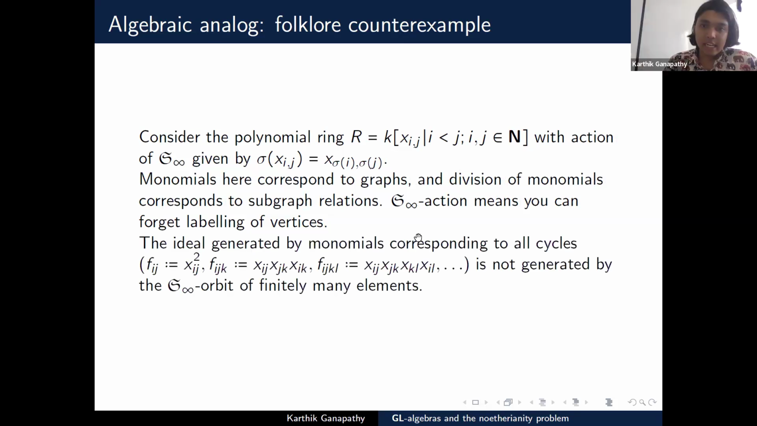Then if you look at the ideal generated by the monomials which correspond to all cycles. So if you look at f_ij equals x_ij squared, f_ijk equals x_ij x_jk x_ik. I'm thinking of this as a cycle because x_ij, x_jk, x_ik will correspond to an edge between i and j, j and k, and i and k. So that forms a cycle. And this is not generated by the S infinity orbit of finitely many elements, because of what I essentially said in the previous slide. And what that says is that this question of, if you give me an infinite variable polynomial ring with some action of a group, is it Noetherian or not with respect to that action of the group, is not always true. It's a subtle question.